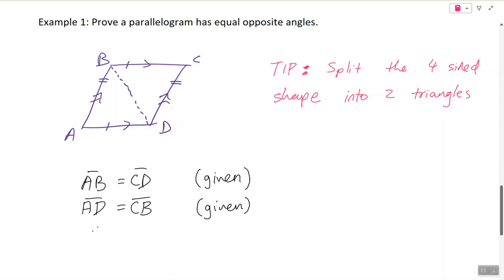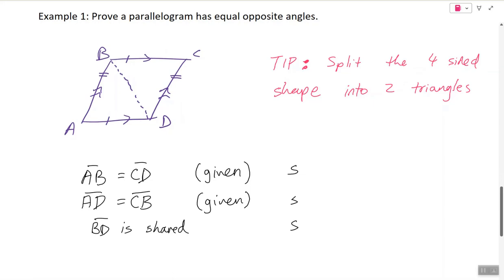What about BD? The BD is what we call shared. So they're the same side. They both have BD as a side. So this is called the SSS rule. So what's the fourth line?